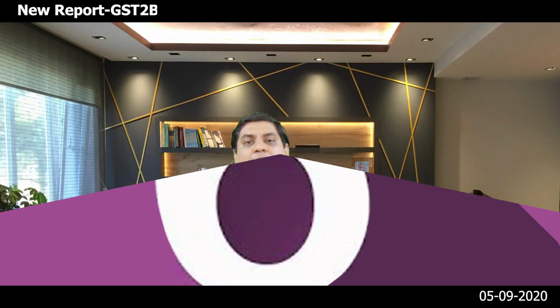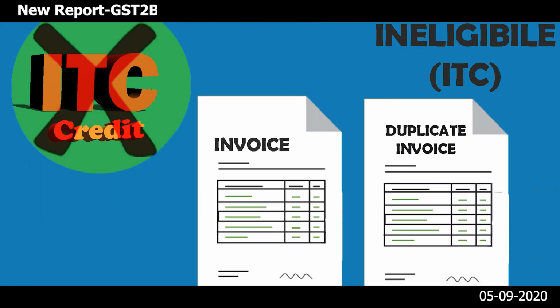Number 6. There will be information about ITC available. However, just because we see an entry in ITC available, we cannot take it immediately. We have to, 1, look for any duplicate invoice. Number 2, there are instances where ITC is passed to us, but that ITC credit is ineligible, or there are situations where we cannot take ITC because of various acts and rules under GST. So we should not take them in the GSTR 3B report.